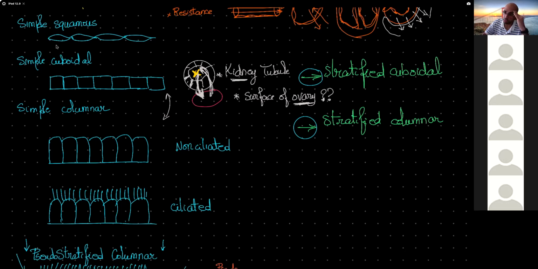So I have it in the ovary, in the outside surface of the ovary. Also, it's gonna be in the kidney tubules. So I've got 2 ovaries, 2 kidneys on top. So this is like, I relate them by location.